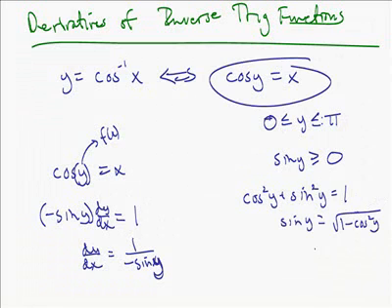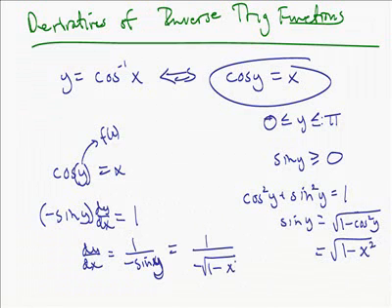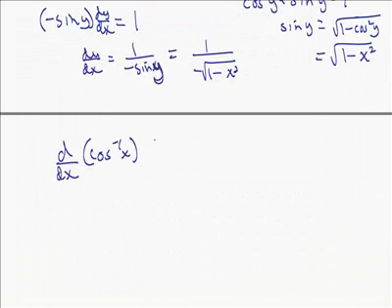Now, cosine of y, remember, is the same as x. So we could write this as the square root of 1 minus x squared. And so this becomes 1 over the negative square root of 1 minus x squared. That's what we replace sine y with. So remember y, which represented the inverse cosine of x, the derivative of that with respect to x is now this. The derivative of the inverse cosine of x is the same as 1 over the negative square root of 1 minus x squared.